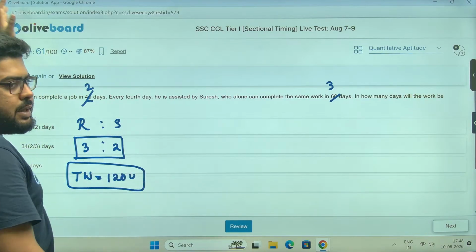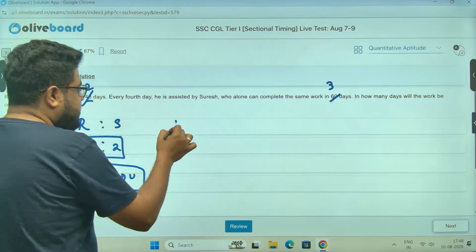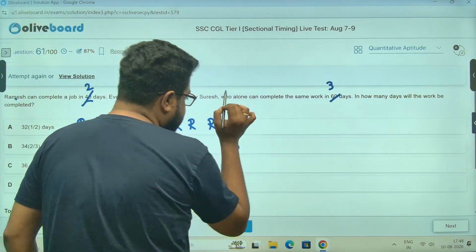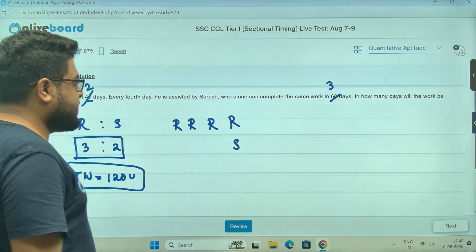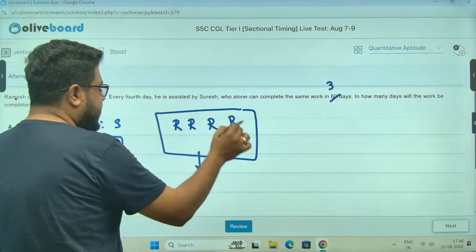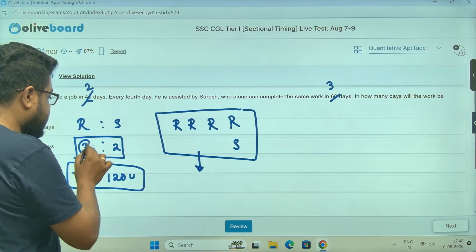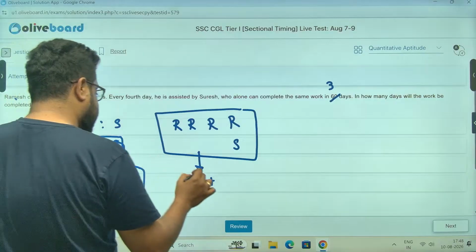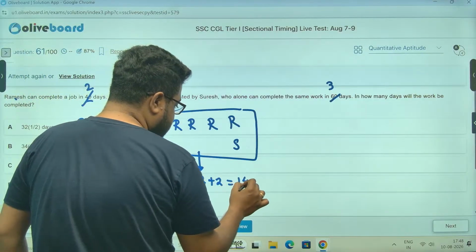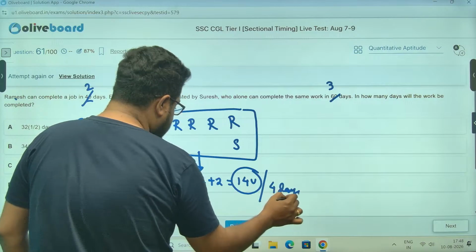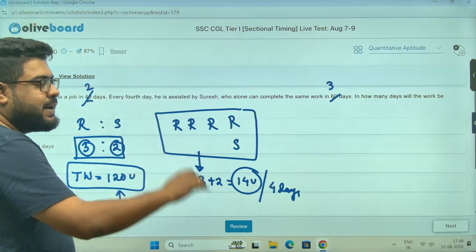Now the packets. Ramesh works every day, and Suresh works on the fourth day only. So this is your every packet. It is equal to 4 days of Ramesh's work, 4 threes are 12, plus 1 day of Suresh's work, meaning 2. So 14 units per 4 days. Now the total is 120.